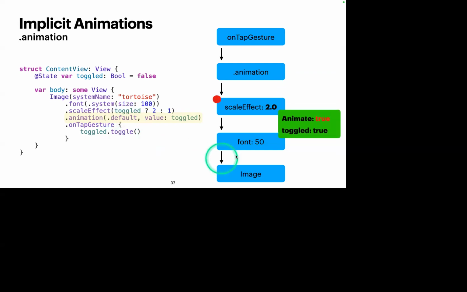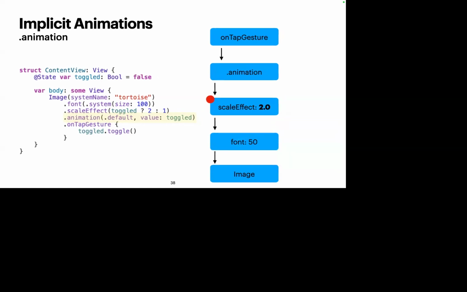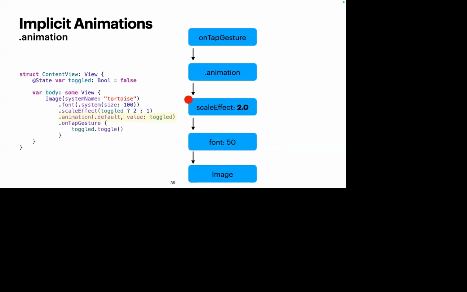And then it's going to go to the font. I apologize, this should be 100. And there's no dependency with toggled, so we just keep it the same. And then we go to the image, nothing there. And then it continues onwards and finishes. So that's the main difference.